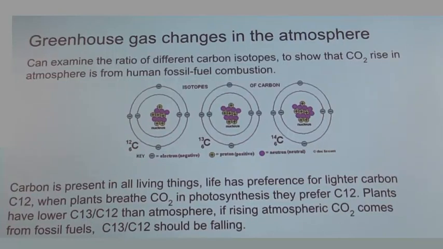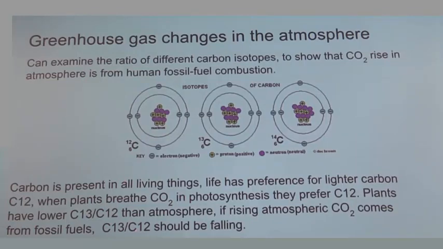What you're not saying is fossil fuels have a lower C13 ratio. Is that right? You don't actually say what the ratio is for the fossil fuels. Yeah, so if you look at the C13 to C12 ratio, well, no, it has higher C12.